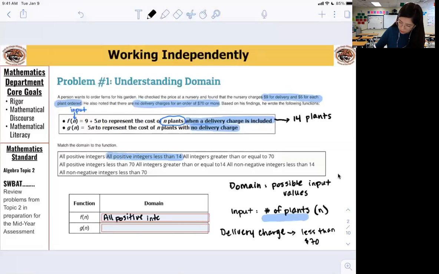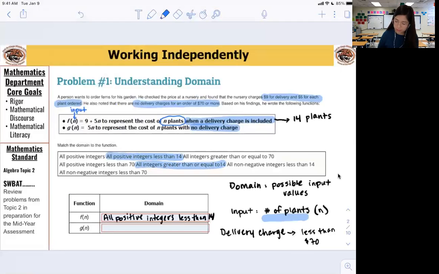All positive integers less than 14. Now, same thing for g of n. G of n is representing how many plants you can buy when there's no delivery charge. But I know you have to buy at least 14 in order for there to be no delivery charge. So for this one, and again, we're talking about plants, it has to be whole numbers. So this is going to be all integers. Let's look for it. All positive integers greater than or equal to 14.